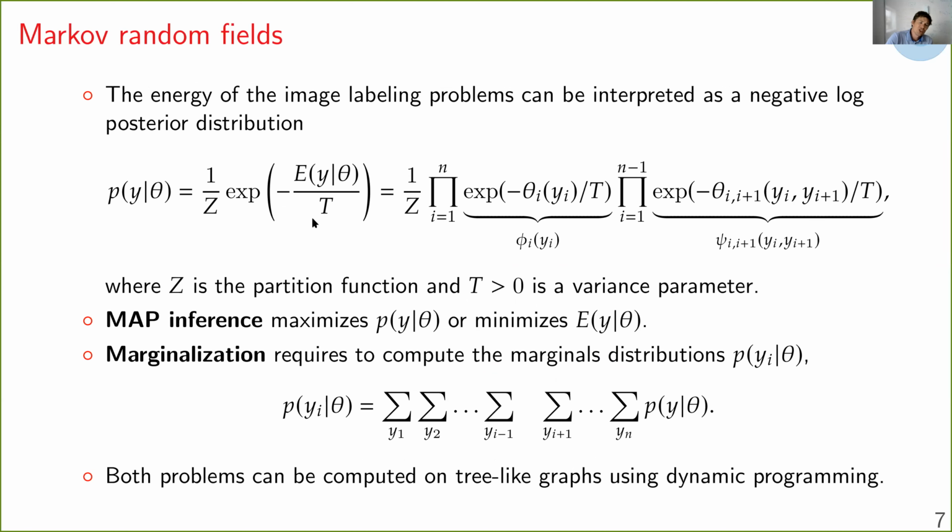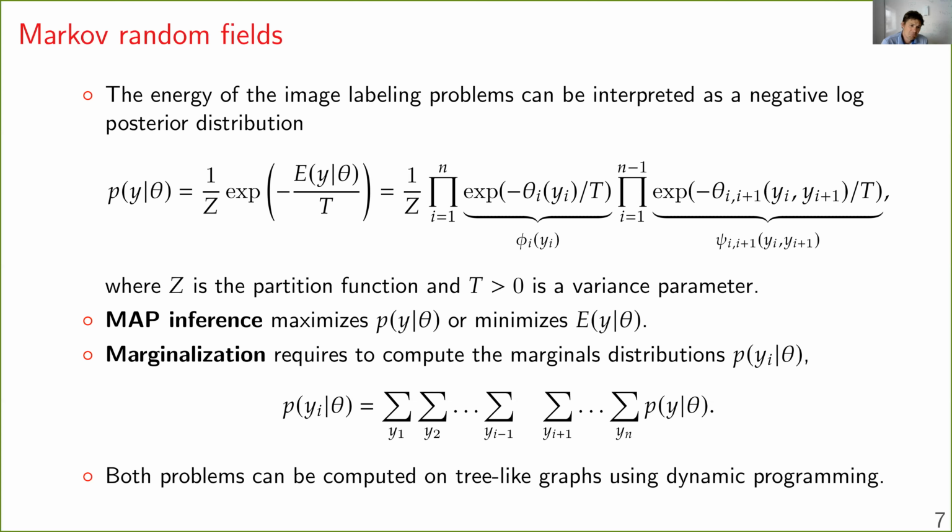So here's the relation from this discrete energy then to Markov random fields. As I have already mentioned, a nice feature of energy-based models is that they can be interpreted as the negative log posterior distribution, or the other way around. The posterior is given as one over some partition function Z times the exponential of minus the energy divided by some parameter T, which in physics is called the temperature parameter, but it's basically some sort of variance.